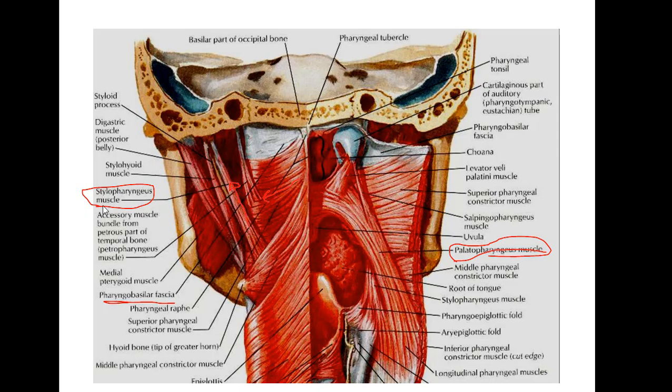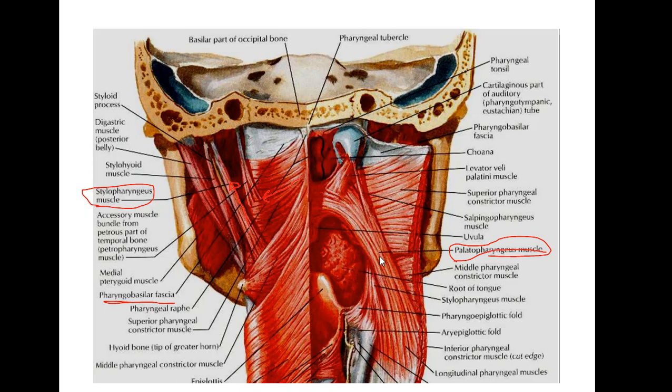The second one is the palatopharyngeus muscle. The third one is not shown here. It's the salpingopharyngeus muscle. Salpingo means Eustachian tube, so it connects the Eustachian tube to the pharynx muscle. Not very important for you to remember. More important to remember the action of each of the muscles.